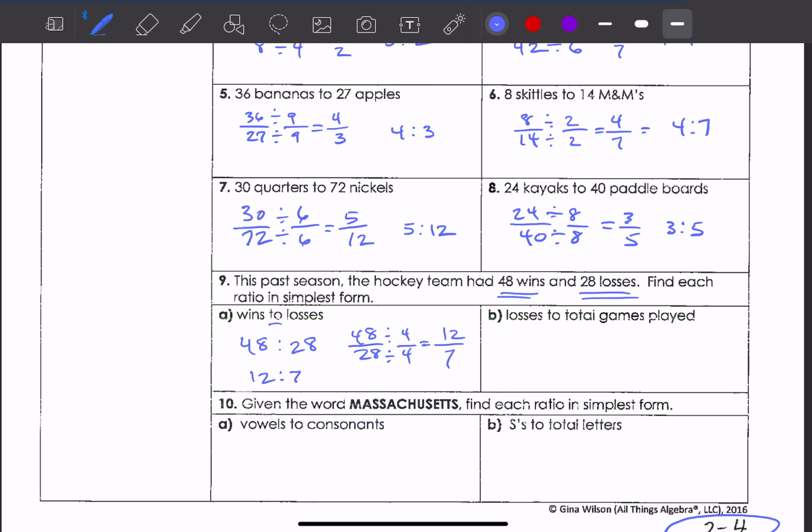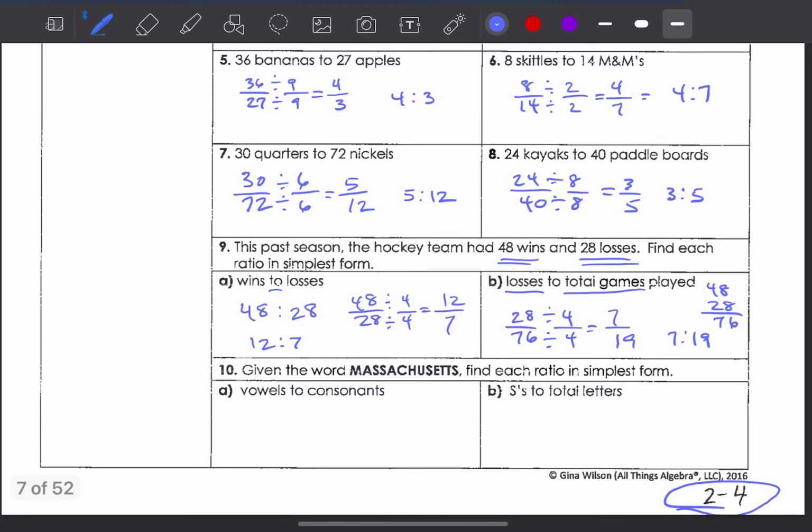And then the other ratio for part B is losses, which I know is 28, to total games. Well, what's the total games? They don't tell me, but I know if they won 48 games and they lost 28, that means they played 76 games. So 28 to 76 is going to be my ratio. And when I simplify that, it's going to have a common factor of 4. 28 divided by 4 is 7. 76 divided by 4 is 19. And I can also write it as 7 to 19.